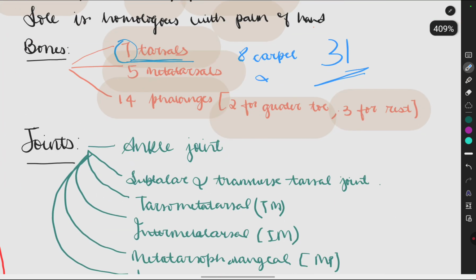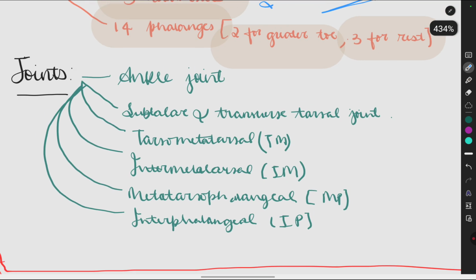The foot has 5 joints: the transverse tarsal joint, tarsometatarsal joint, intermetatarsal joint, metatarsophalangeal joint, and interphalangeal joint. The tarsometatarsal joint is present between the tarsals and the metatarsals. The intermetatarsal joint is present between 2 metatarsals. The metatarsophalangeal joint is present between the metatarsal and the phalanx, and the interphalangeal joint is present between the phalanges.